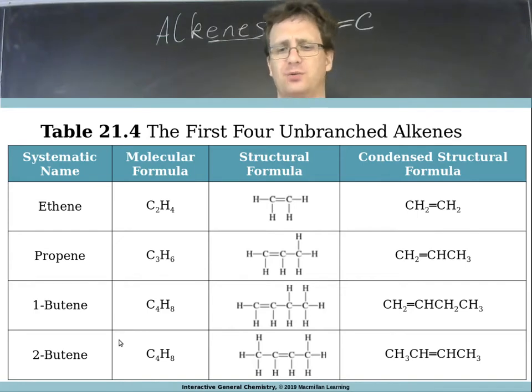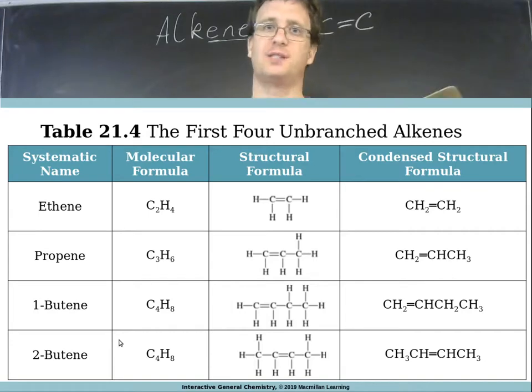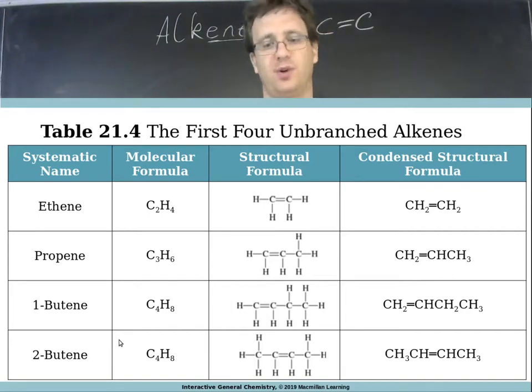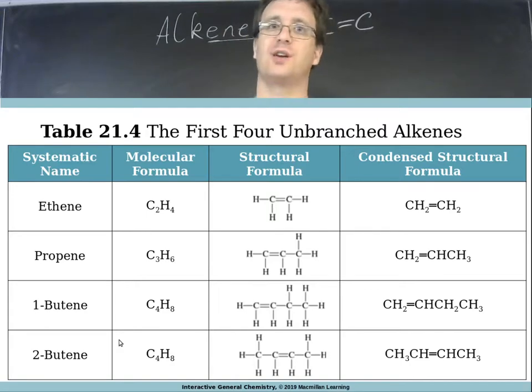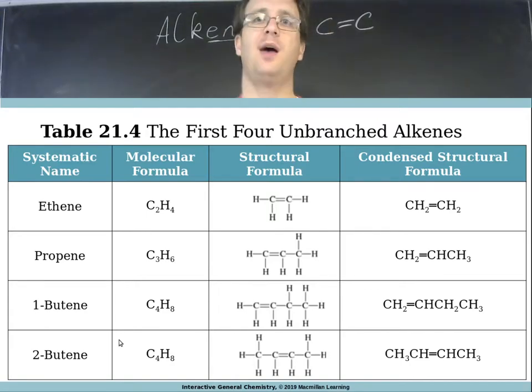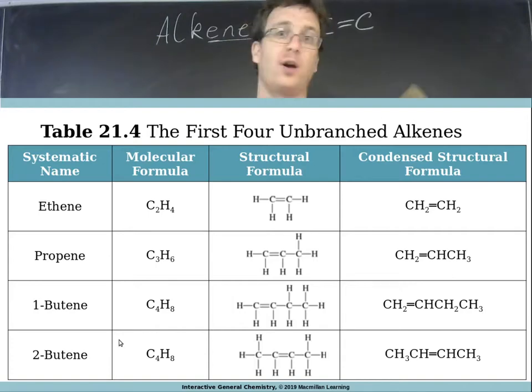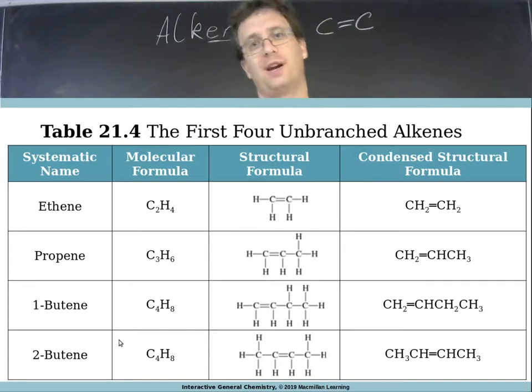And so you'll always number your carbons such that the double bond is as close to the beginning as possible. So for example, there's no such thing as 3-butene. If you had the double bond starting on that third carbon going to the fourth carbon, then that would actually just be 1-butene looking from the other direction.